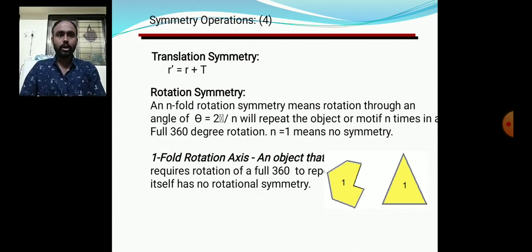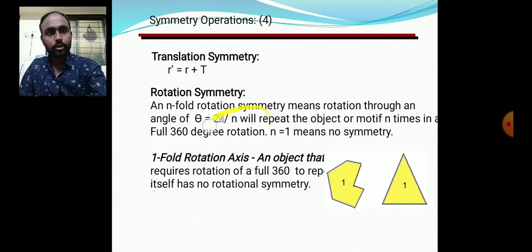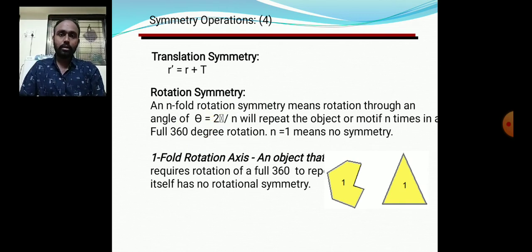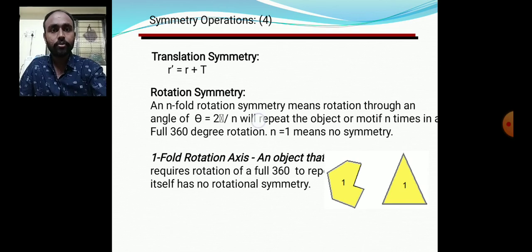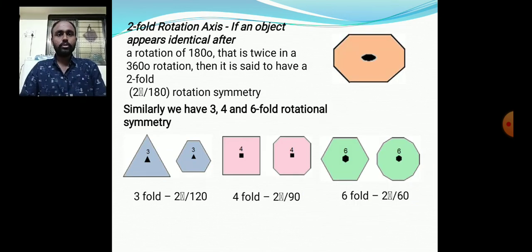So sometimes you can have the n value, or sometimes you can have the theta value, and from that we can find the other value. So that is the n fold symmetry. In general, the n fold symmetry formula is theta is equal to 2 pi by n. From that we have seen this example of one fold symmetry. Now let us move towards the two-fold symmetry, the two-fold rotation axis.